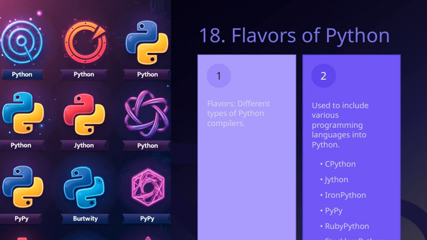For example, CPython is the default and most widely used implementation. Others like IronPython and Jython are designed to run on .NET and Java platforms, respectively. PyPy focuses on speed through just-in-time compilation, while Anaconda Python is a popular distribution that simplifies package management for data science. Understanding these flavors helps us see the flexibility of Python and how it can be adapted to various environments and requirements. This diversity is part of what makes Python such a versatile programming language across different fields and projects.